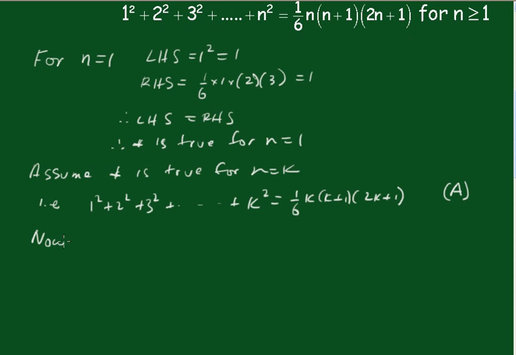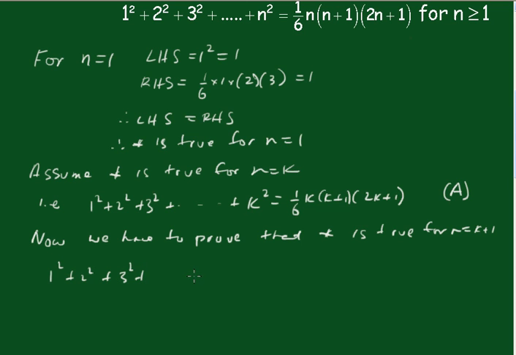Now, we have to prove that the statement is true for n equals k plus 1. So again, we'll just replace this, add an extra term and write that as 1 squared plus 2 squared plus 3 squared all the way along to k squared plus k plus 1 all squared equals, and replace each of these with a k plus 1. That's 1 sixth k plus 1, k plus 2, and this one is 2k plus 3. Just watch that one. When you're putting k plus 1 in and you're doubling it, and that's your statement P.